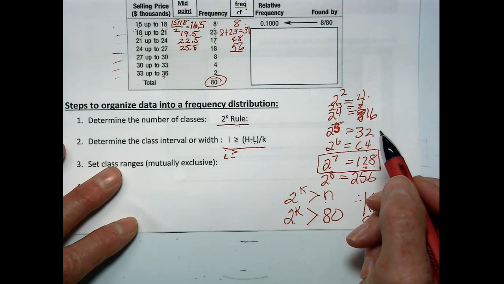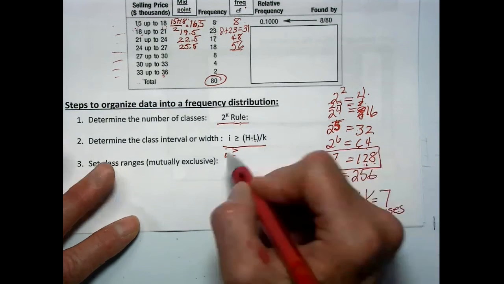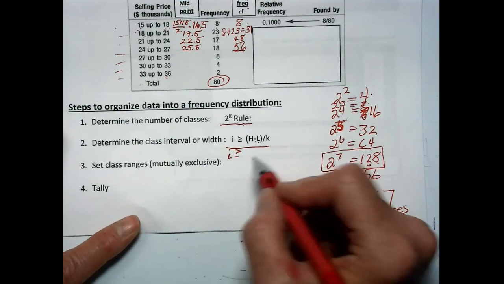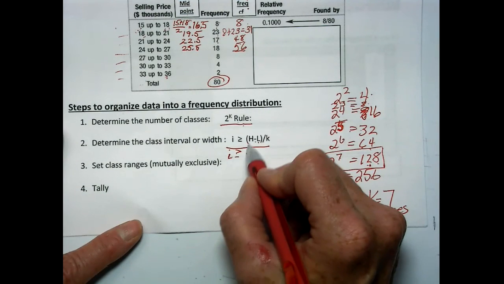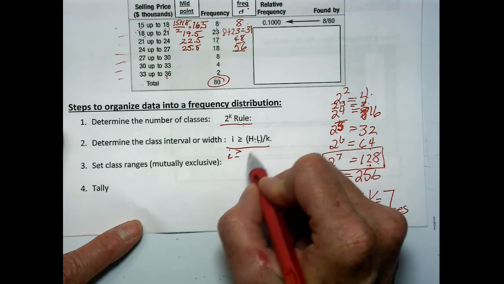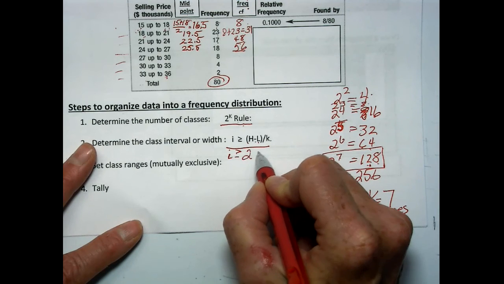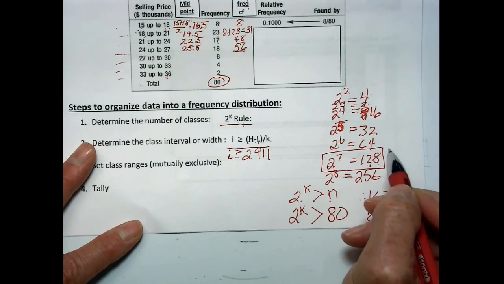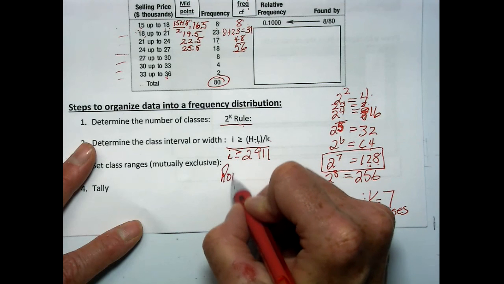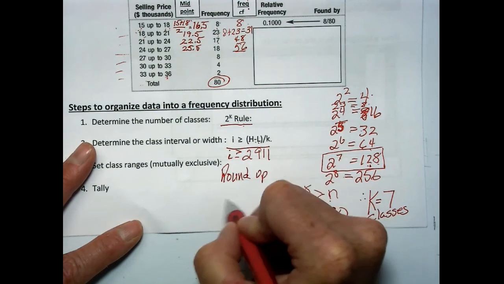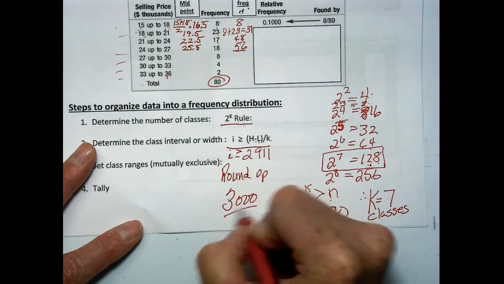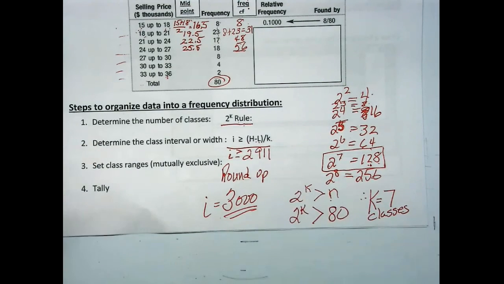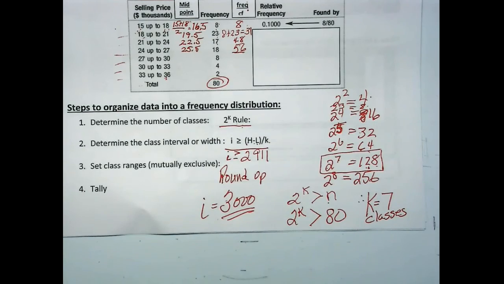So if you go to my PowerPoint, you'll see the raw data. With the raw data in my PowerPoints, we find the high minus the low divided by k is 2,911. We wouldn't use this oddball number as the interval. We round up to an interval of 3,000. So I equals 3,000. Okay? You will do this on your first graphing assignment.